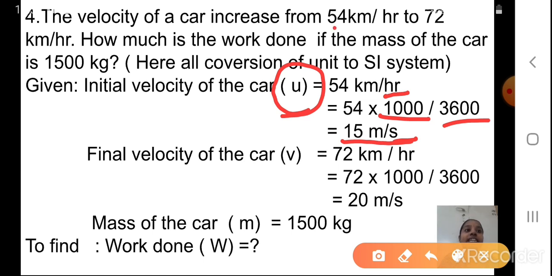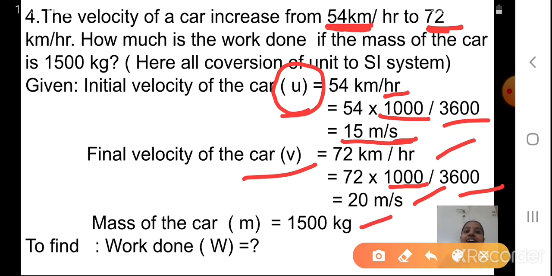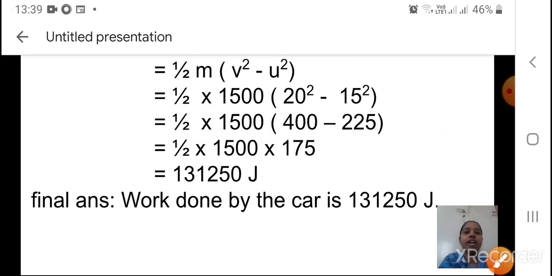The velocity of the car increases from this, so this is its initial velocity, and what it increased to was 72. So our final velocity of the car, v, we have taken again in kilometer per hour, and converted to meter per second. Again the same multiplication into 1000 divided by 3600. What is the mass of the car? 1500 kg.